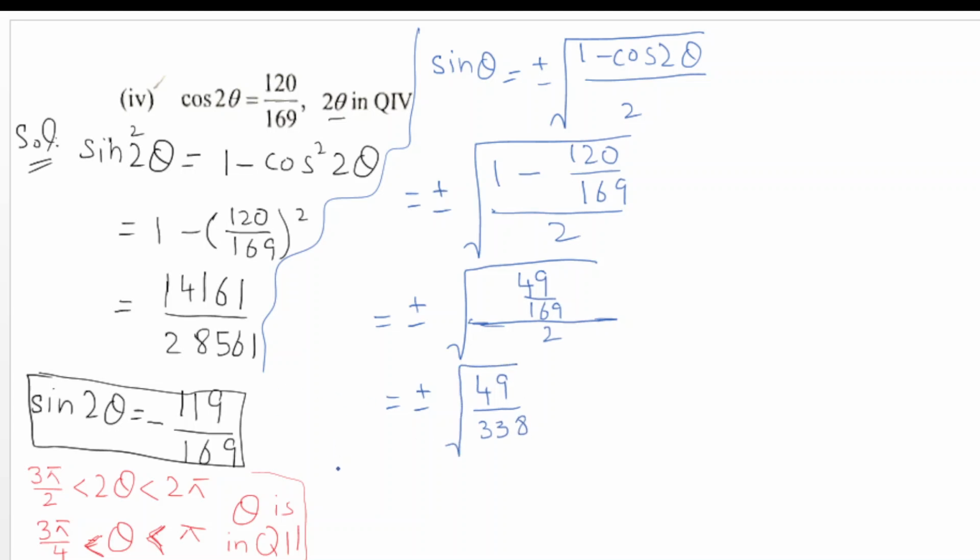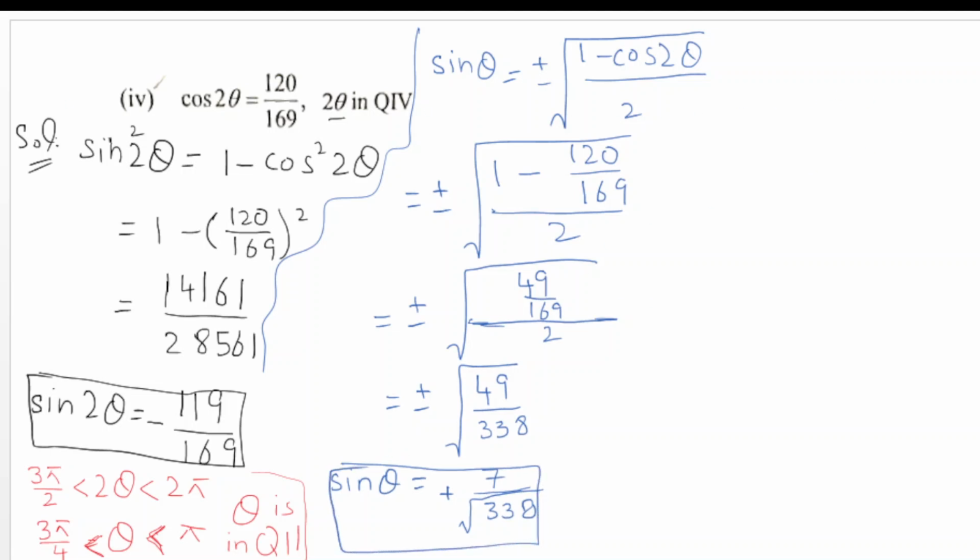Now we'll take the square root, that will be sine theta. That will be 7 by the square root of 338, since 338 is not the square of anything, we can write it as it is. Let's decide about positive or negative: as theta is in the second quadrant, sine will be positive. No need to write positive, or you can write positive. I hope you understand.